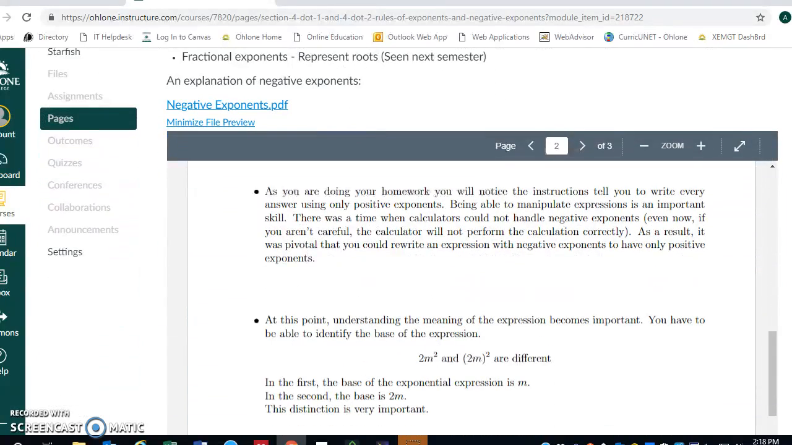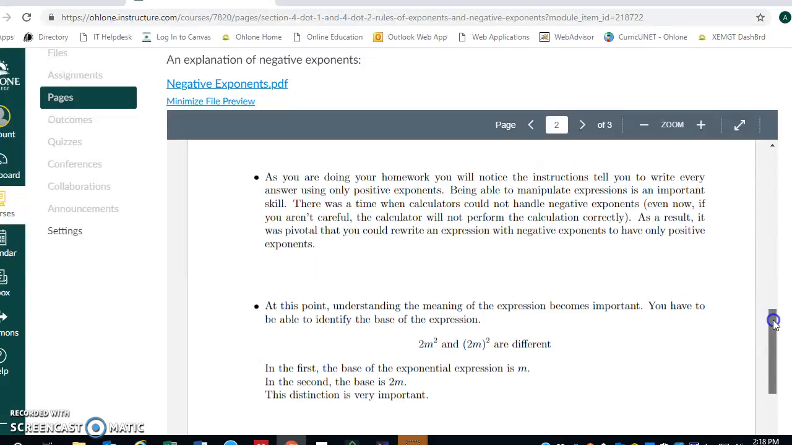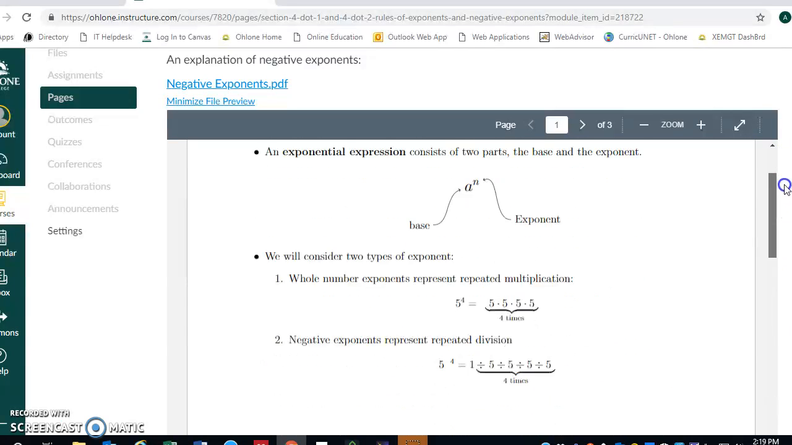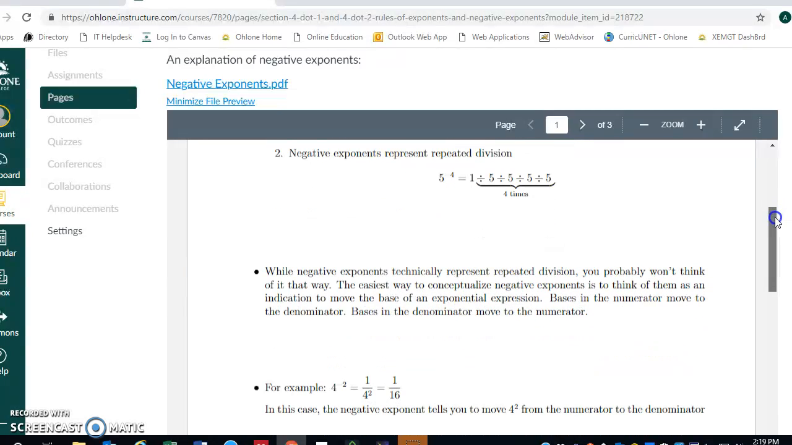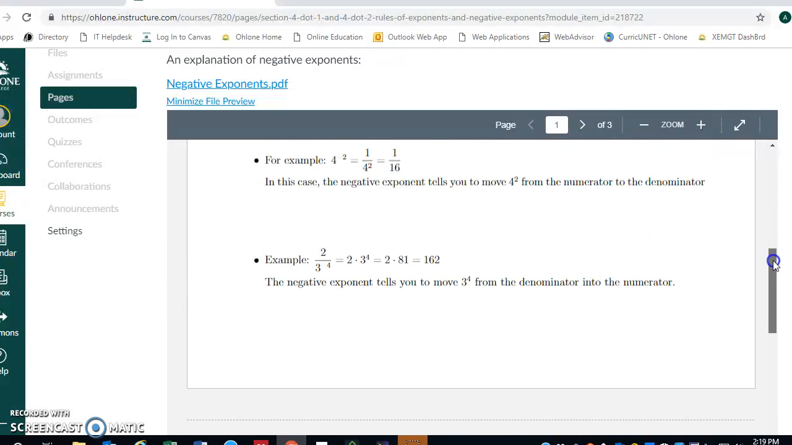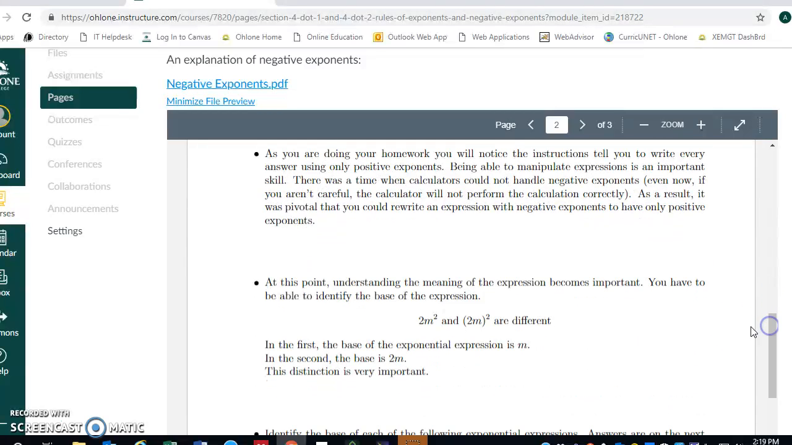As you look at the PDFs this week, you will see a PDF on negative exponents and what they mean and what they represent. Make sure you take the time to read it. They're very easy to misinterpret. In the first week group work, we saw how important it was to identify the base of an exponential expression, and you're going to see the same thing this week. 2m squared and the quantity 2m squared are different, and it's important that when you're looking at the exponential expression, you know exactly what the base is.